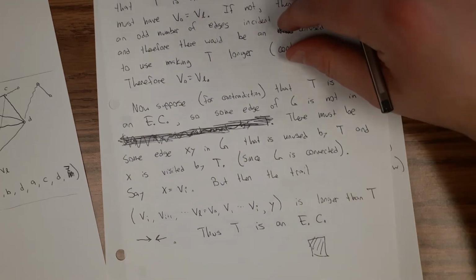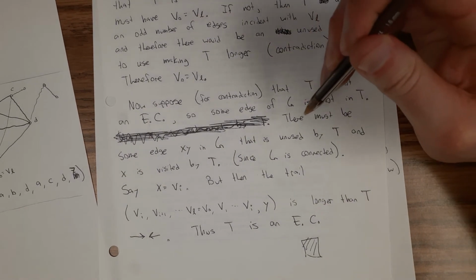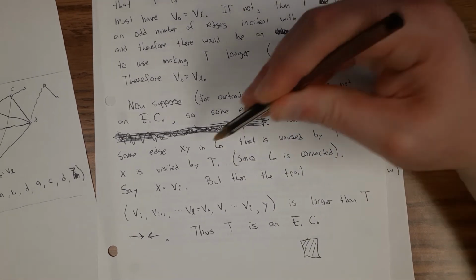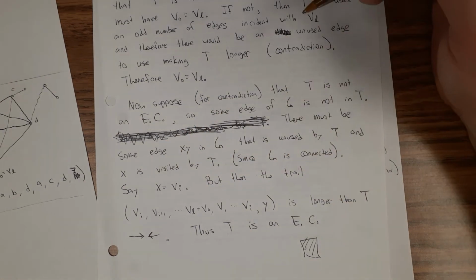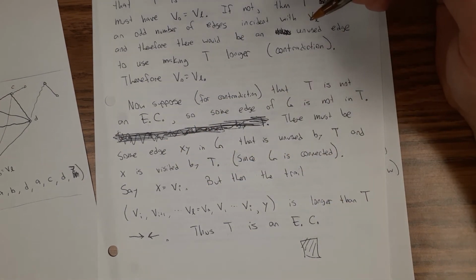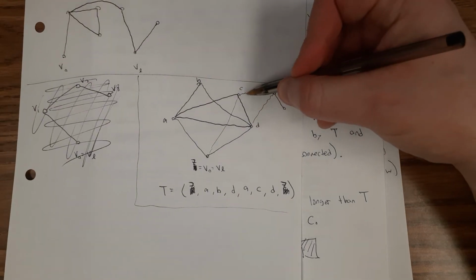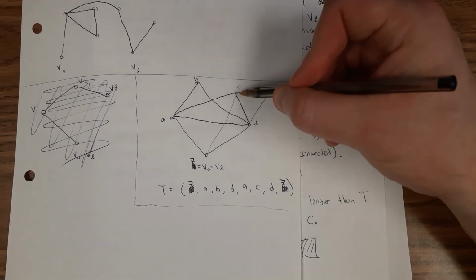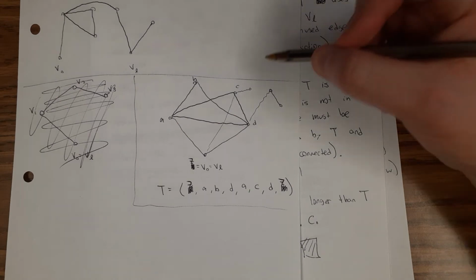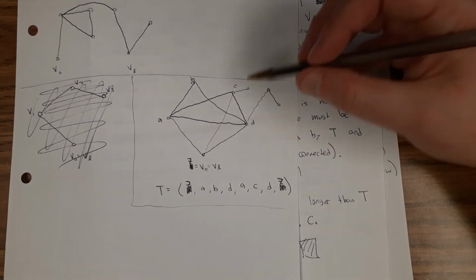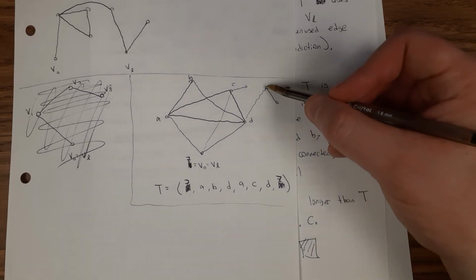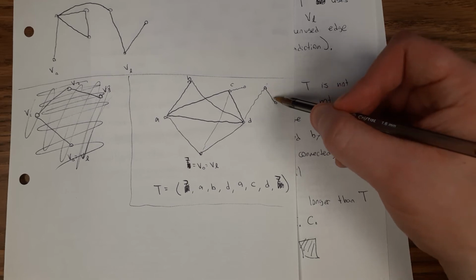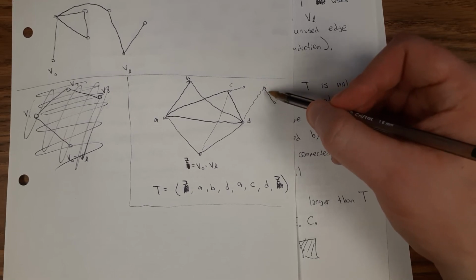And so what I'm claiming here is that there has to be an edge of G that's not used by T, and that at least one of the endpoints is visited by T. If it's an edge like this, then it's obvious because one of these endpoints was visited by T. If it's an edge like this, then actually both endpoints were visited by T, and that's fine. We're just saying that at least one of the endpoints of the edge is visited by T. And if there's an edge like this, then this is no good. Like, this can't be my edge xy because neither one is visited by T.